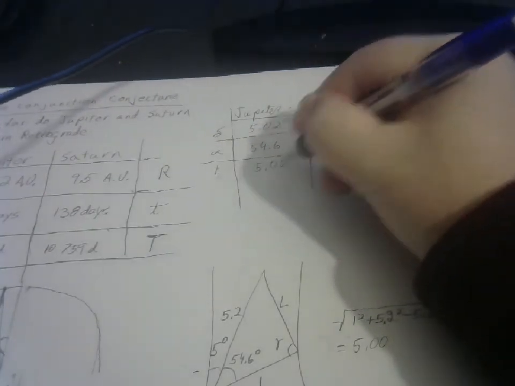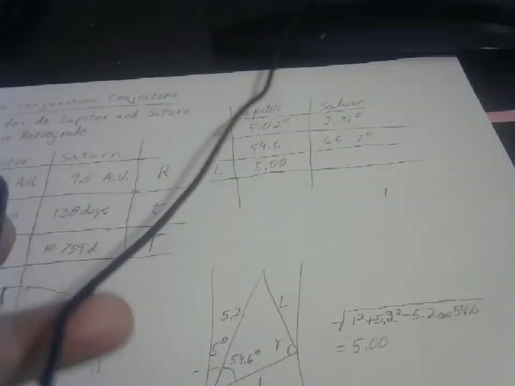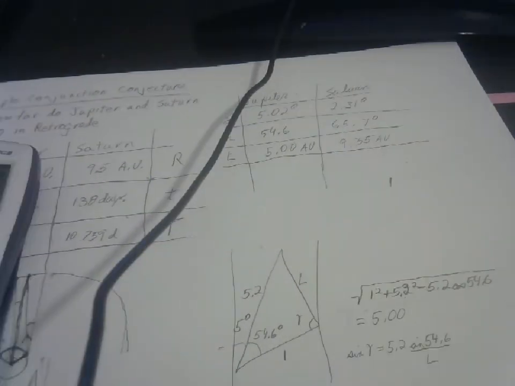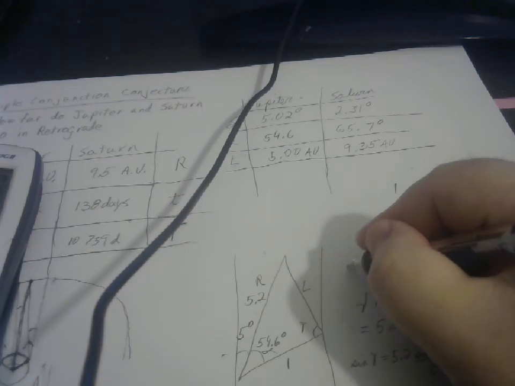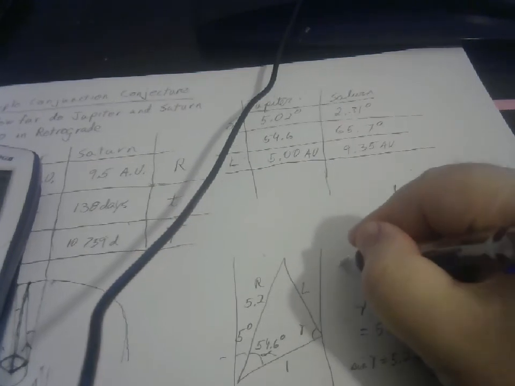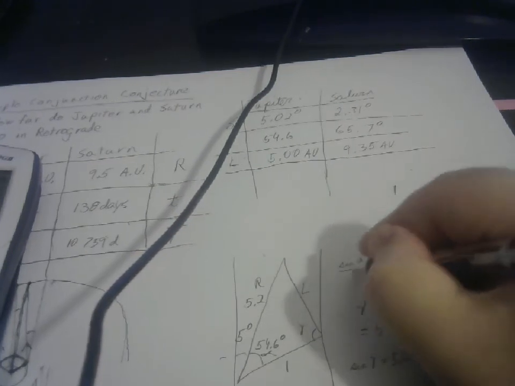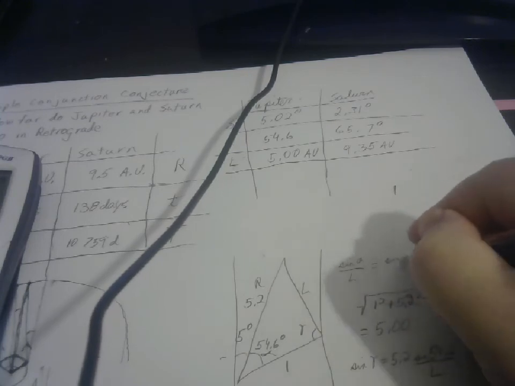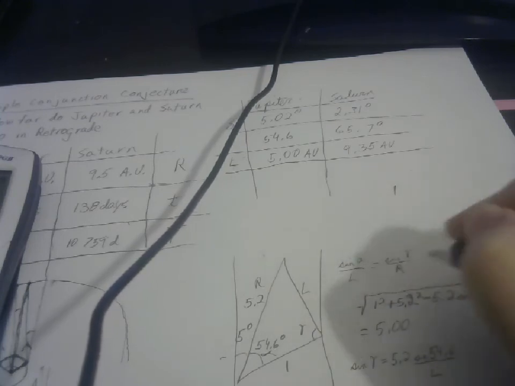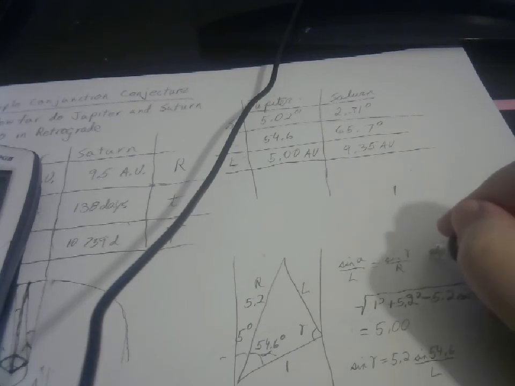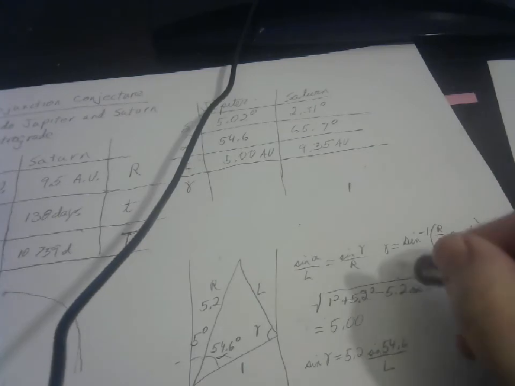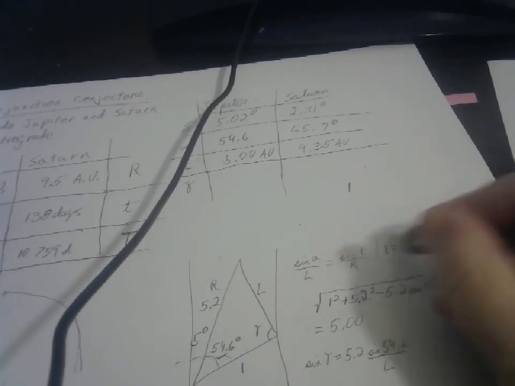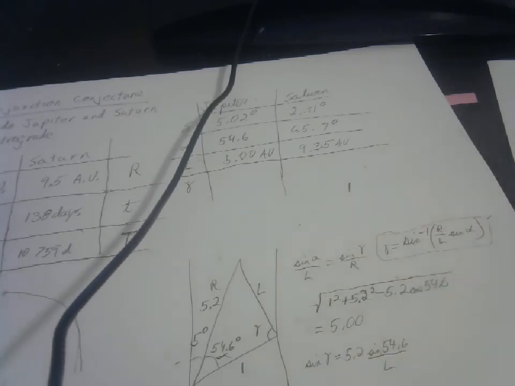I'm going to actually put that in the table up here for both of those. So let's call this angle alpha and this distance r. We can use the sine law to say sine alpha over L equals sine gamma over r. So gamma is going to be equal to the inverse sine of r over L sine alpha.